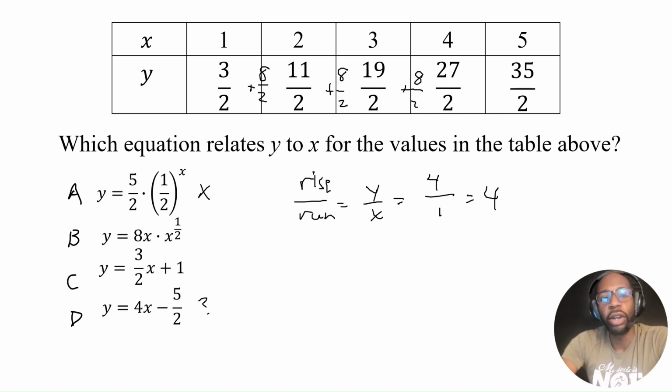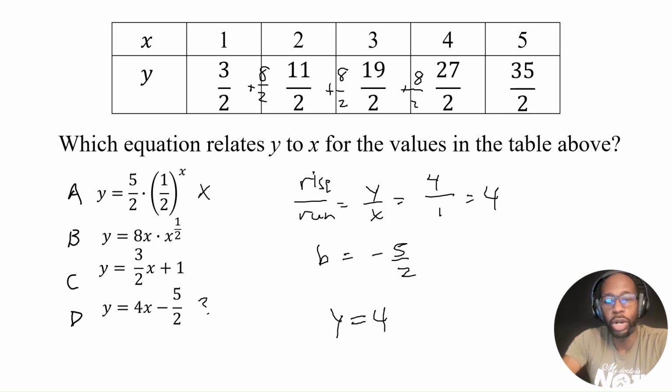And the question is, where does this start? If this is 3 halves at x equals 1, where is it at x equals 0? x equals 0 is the y-intercept. And so whenever x is 0, that means we need to subtract 8 over 2, which is 4. So that's going to be negative 5 over 2. So y equals 4x minus 5 over 2 is the final answer.